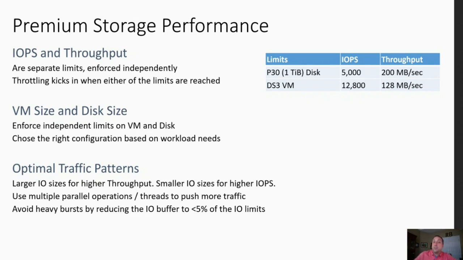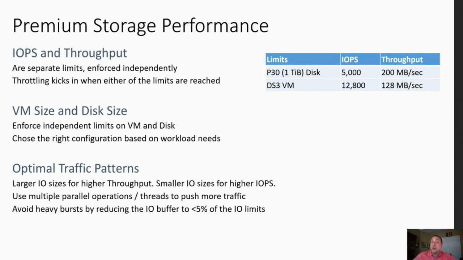Just showing what we call a P30, which is a tier of storage that gives you a 1 terabyte disk size, and it gives you some pretty good throughput of 200 megabytes per second. But one thing to note is that when you deploy a virtual machine, you pick a size: how many cores, how much memory that VM has. And there are some limits that you have to look at in our documentation to understand what its limits are.